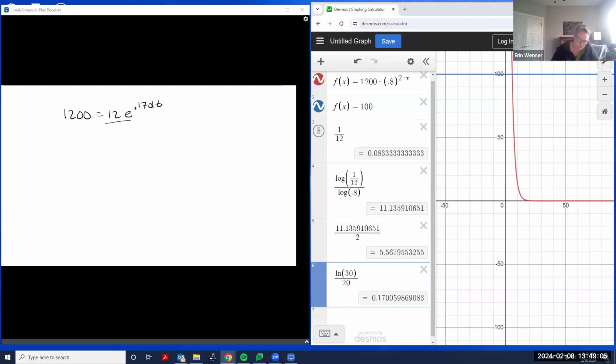So from here, we're gonna divide both sides by 12. So we're gonna get 100 equals e to the 0.1701 t, right? Just giving everybody feedback on their answers. So from here, we're gonna take the natural log of both sides. Again, taking that natural log allows for our exponent to come down in front.